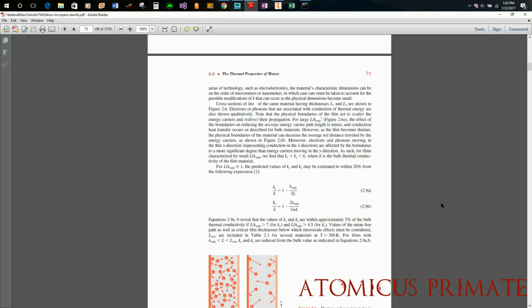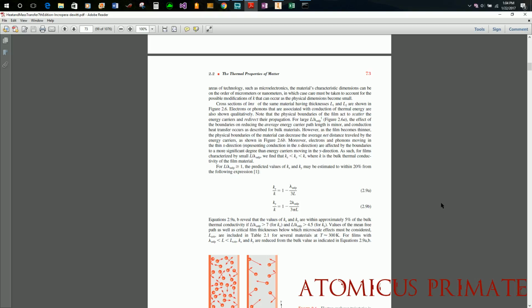Moreover, electrons and phonons moving in the thin x direction, representing conduction in the x direction, are affected by the boundaries to a more significant degree than energy carriers moving in the y direction. As such, for films characterized by small L over lambda MFP, we find that K sub x is less than K sub y is less than K, where K is the bulk thermal conductivity of the film material. For L over lambda MFP greater than or equal to 1, the predicted values of K sub x and K sub y may be estimated to within 20% from the following expression.